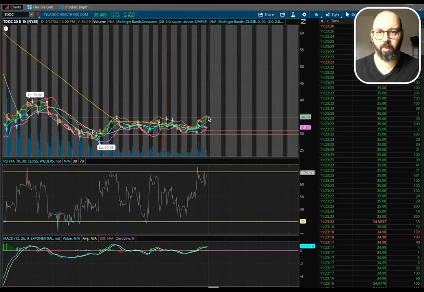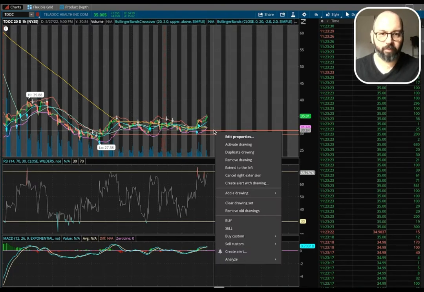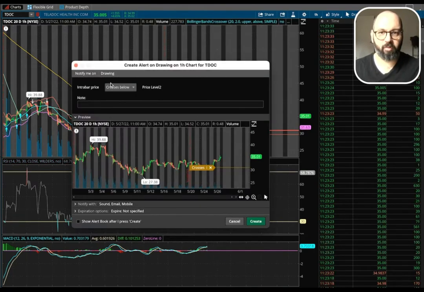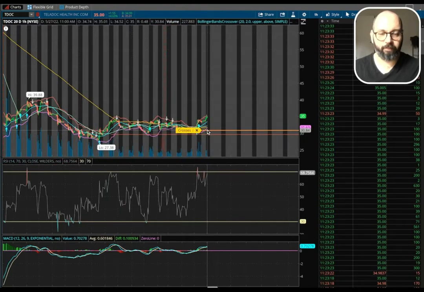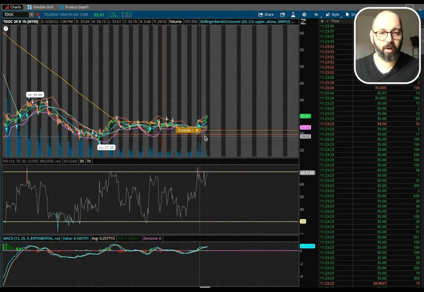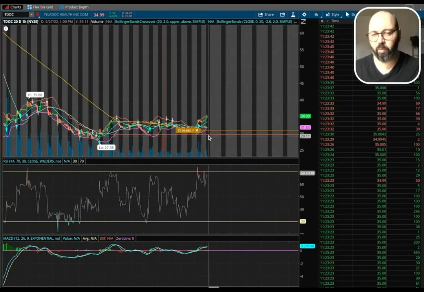Look, we've already broken out. We're going up to 35 now. So now what I'm going to do is create an alert with a drawing here. Because it might not cross below here. It might not get to this level. This is what I'm going to be waiting for. I'm going to be waiting for the stock to get to 29.50 to 30.